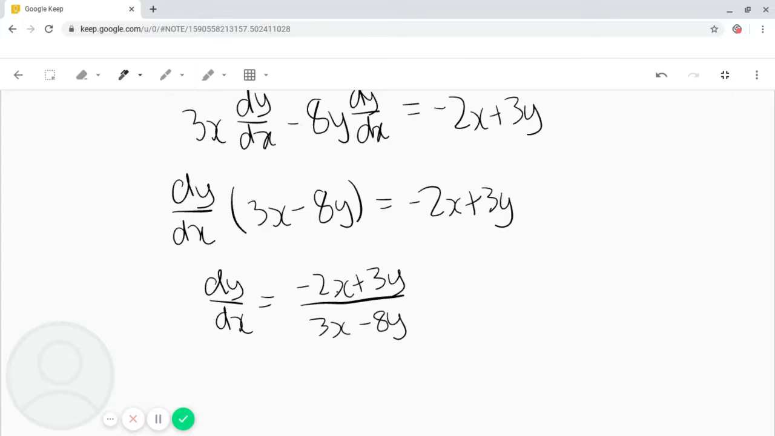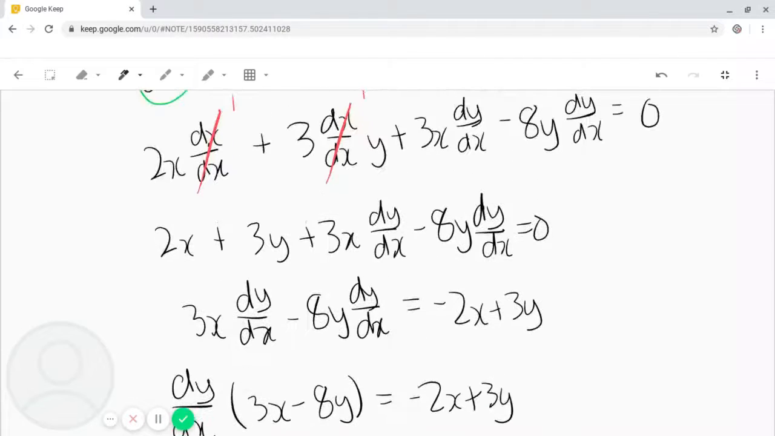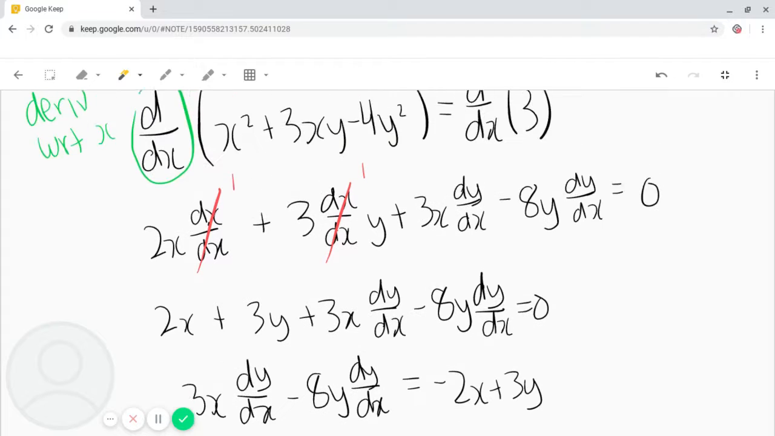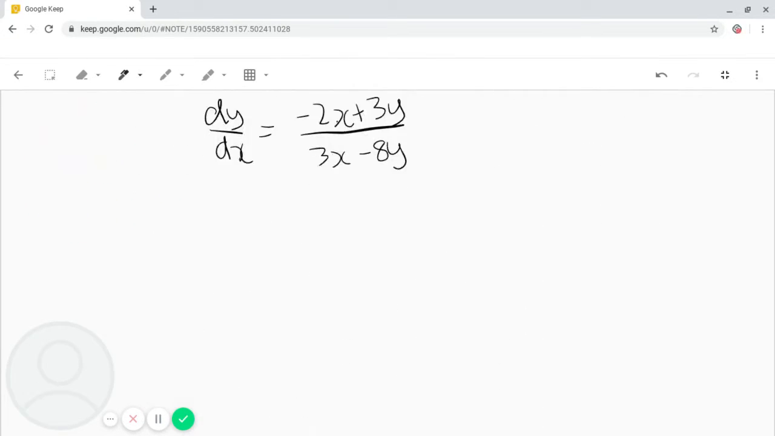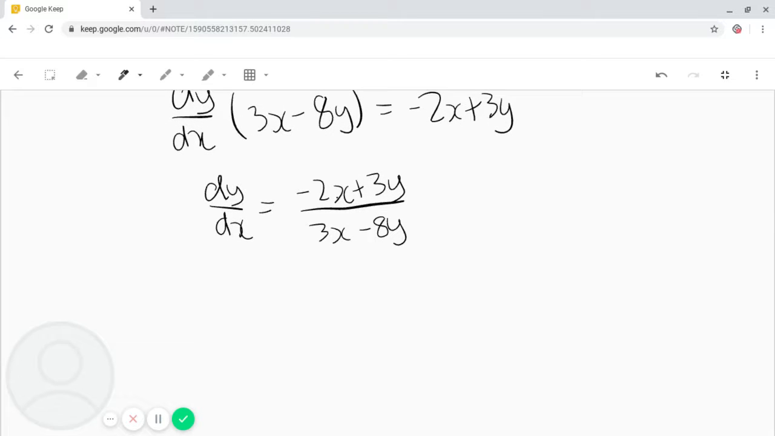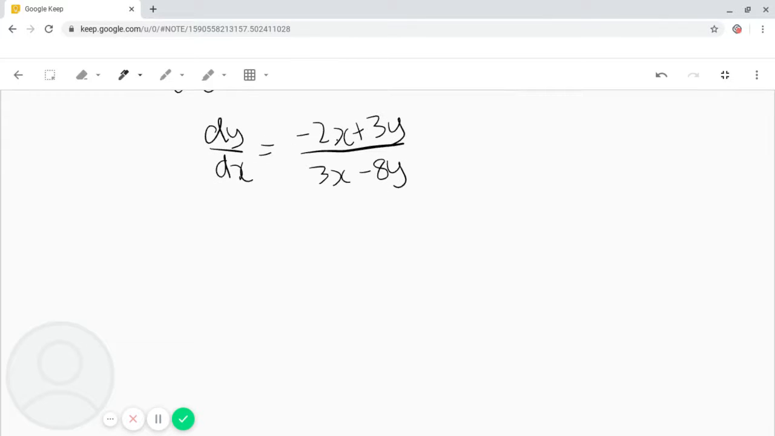And then finally, we want to replace y with the original expression. In this case, we don't have a y equals anything. So it's not, for example, y equals x squared plus 3xy minus 4y squared. So then we can't do that final step. So this is how we have to leave it. So that is the derivative using implicit differentiation. It's just sort of basic algebra, but it took a while for me to wrap my head around anyway.